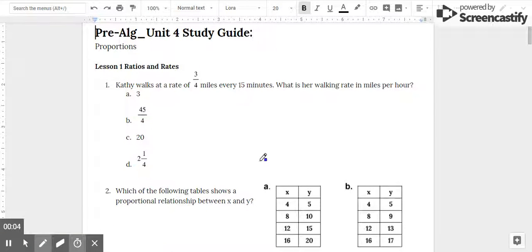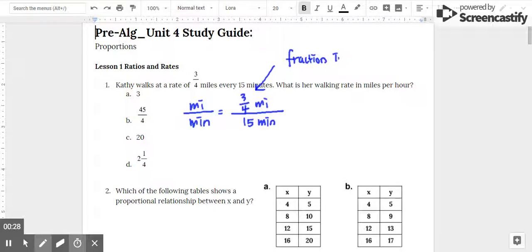Number 1, you have to write in a ratio. So I'm going to write miles per minute, 3/4 miles every 15 minutes. So per 15 minutes, it's totally fine. You have a fraction in the fraction, like 3/4 over 1/2, something like this. This is called a complex fraction.